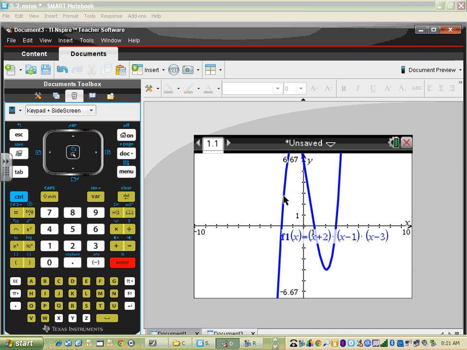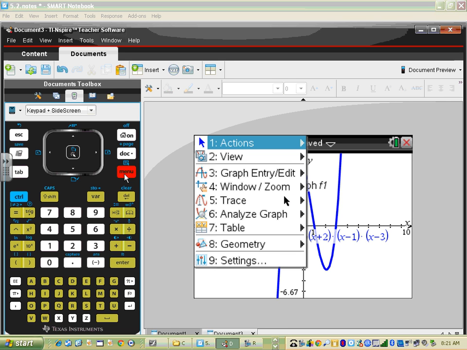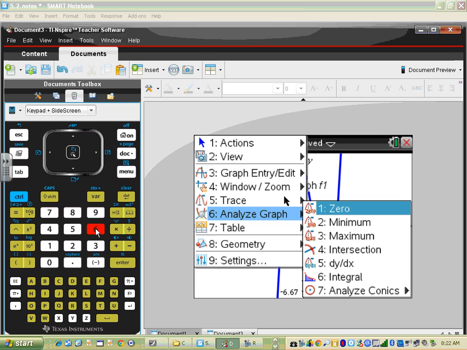Okay. On the Inspire, I'm going to find the minimum. I'm going to go menu. I press menu, and then you've got to be careful how you say this. Somebody once told me, a wise person told me, it's not what you say, it's how you say it. We're going to use option 6, analyze the graph, and we want to go with the minimum.